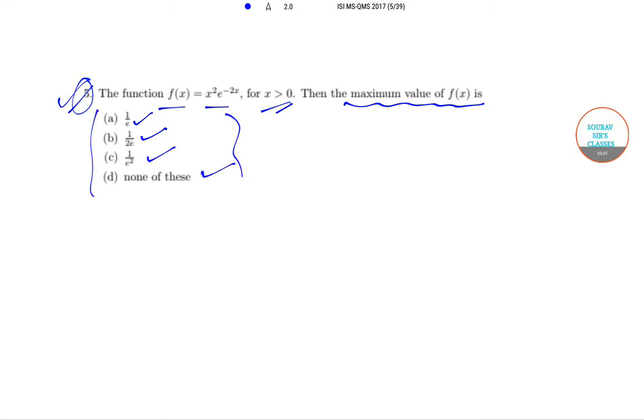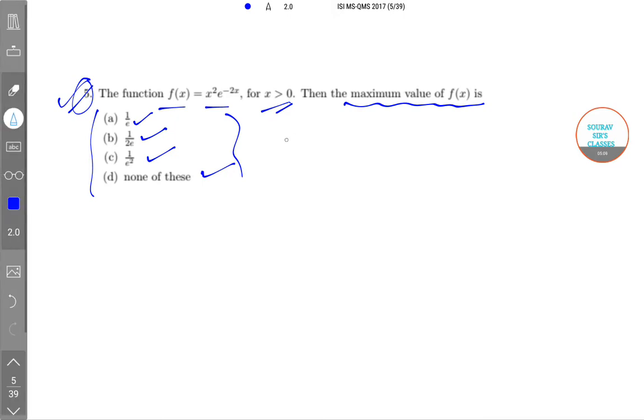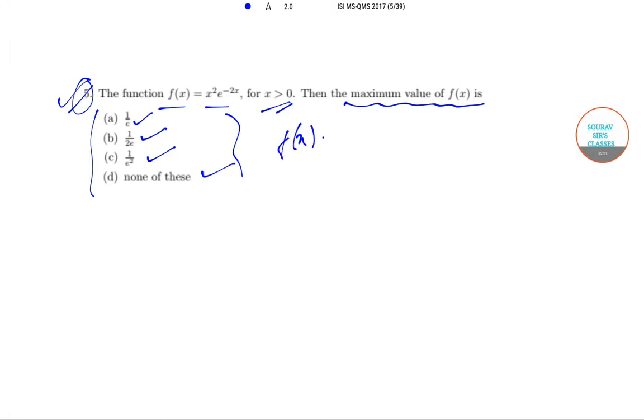So we have to find out the maximum value of the function f of x is equal to x square e to the power minus twice x for x greater than 0. For finding out the maximum value, first we need to find out the value of f dash x.